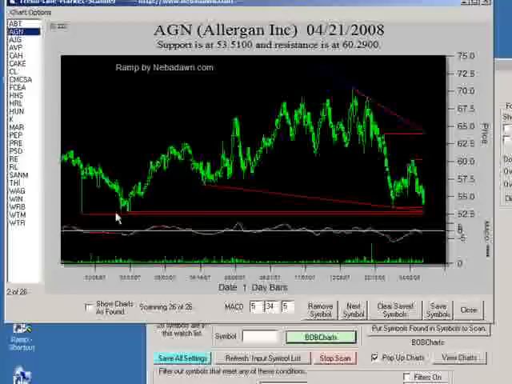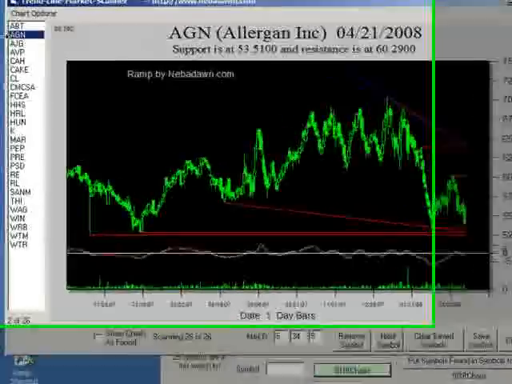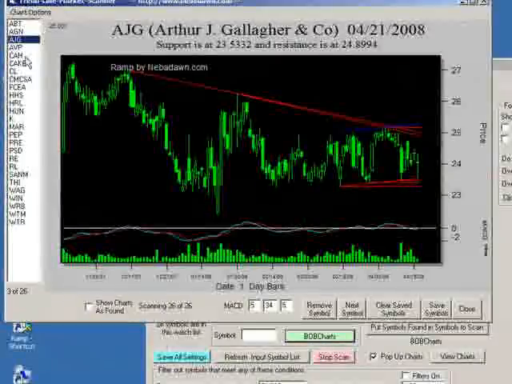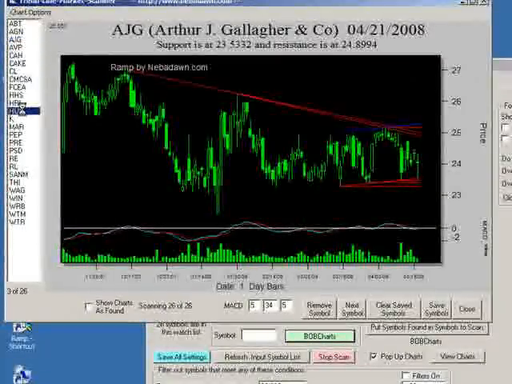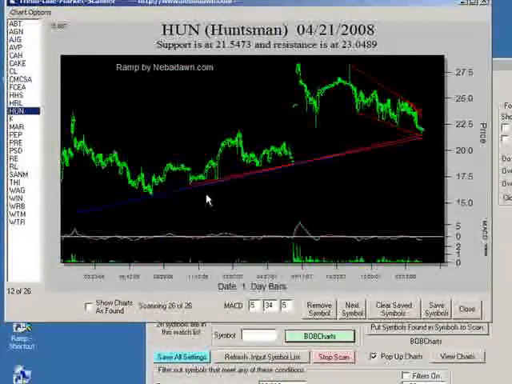Let's take a look at this one. Here we have a lot of support. 4 support lines immediately underneath. That's a good one. I'm going to skip down and look at HUM. I think this is an interesting one.